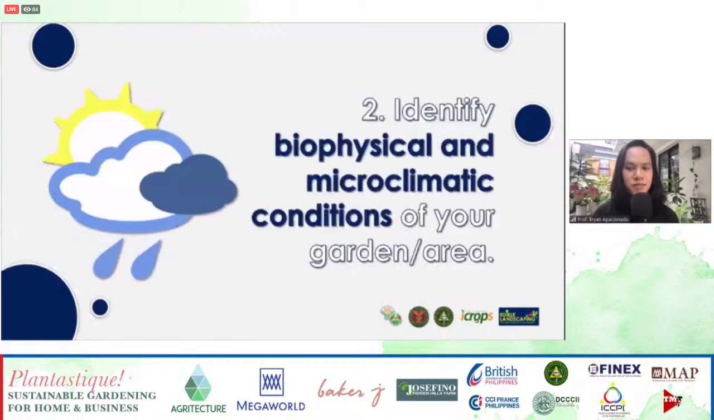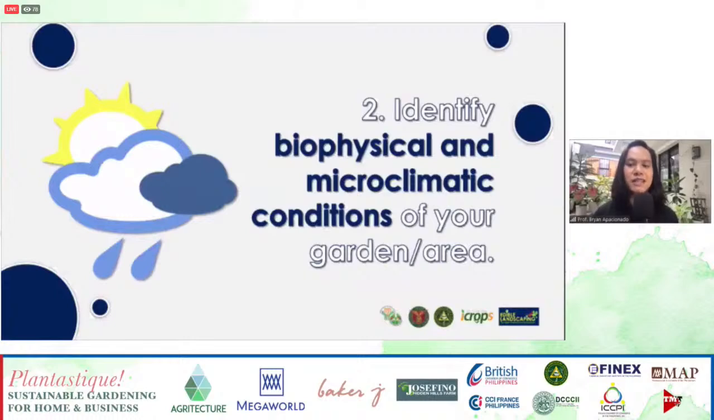And then the second step is to analyze your area and to identify the biophysical and climatic condition present in your garden. So do the plants you listed in step number 1 suit your area? Is it suitable in the prevailing climate? Normally, we have pinakbet vegetables for warm areas and then chop suey vegetables for cold areas.